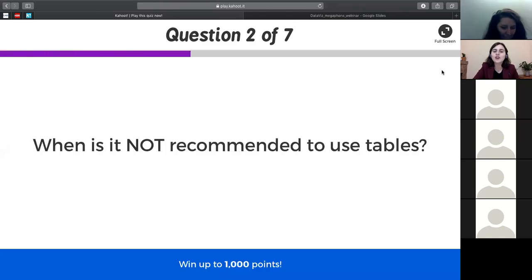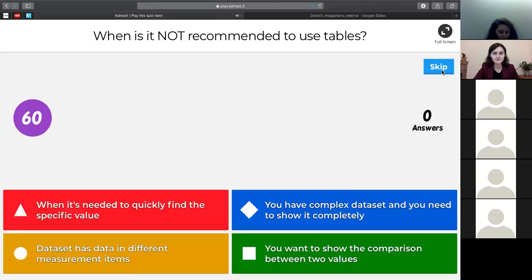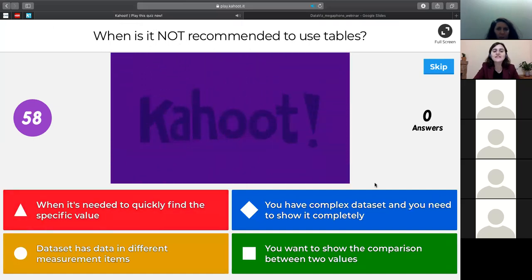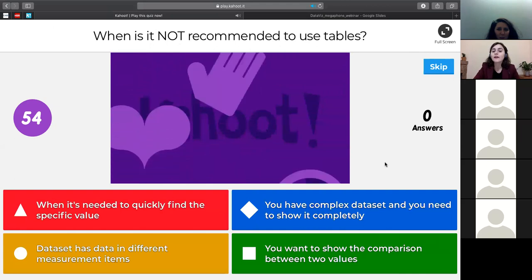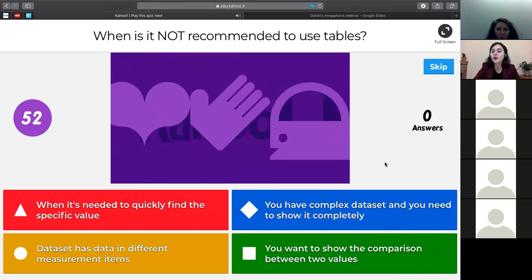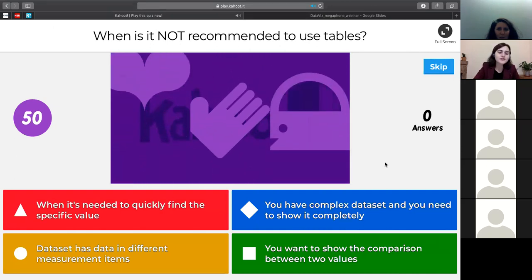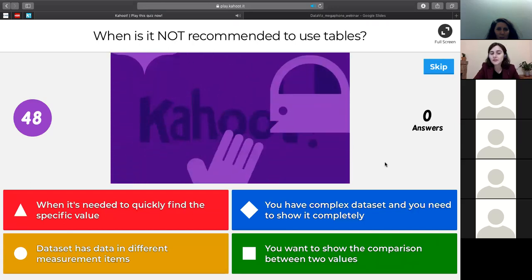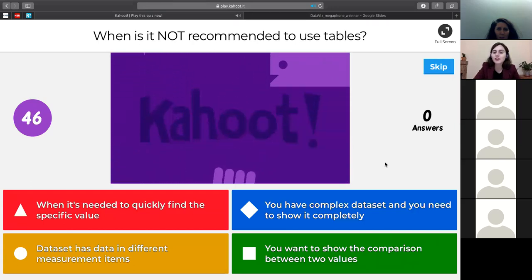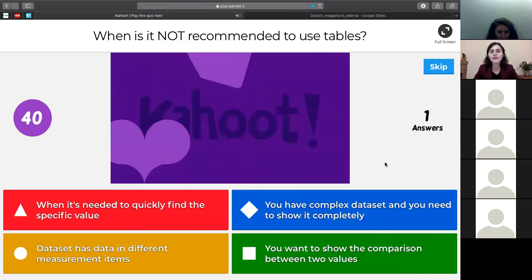Let's go to the next question. When is it not recommended to use tables? Red, when it's needed to quickly find a specific value. Blue, you have a complex data set and you need to show it completely. Orange, the data set has data in different measurement items. Green, you want to show the comparison between 2 values. When is it not recommended to use tables?